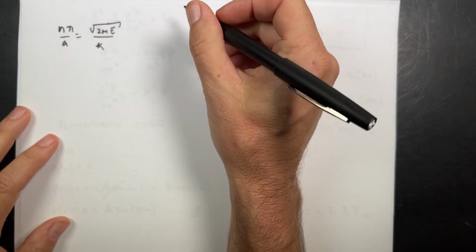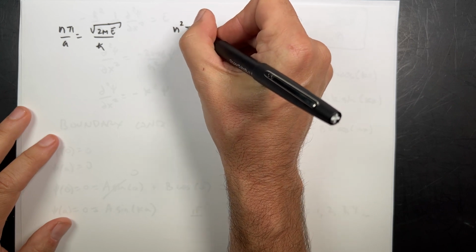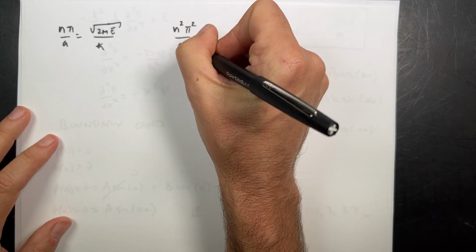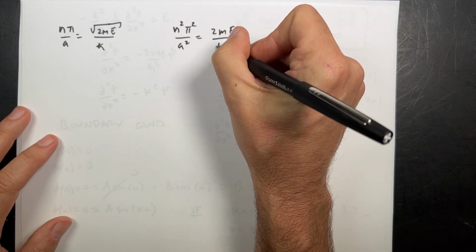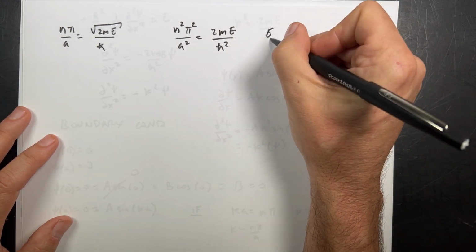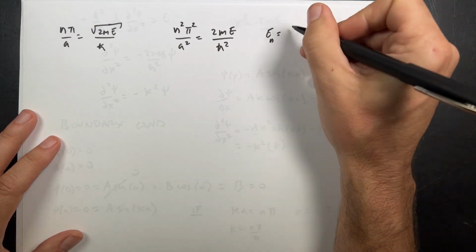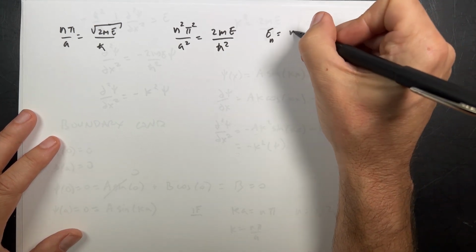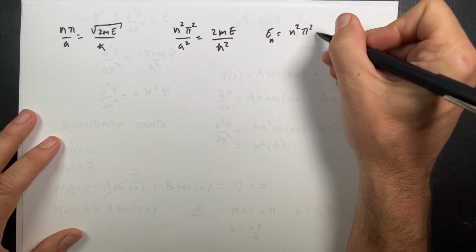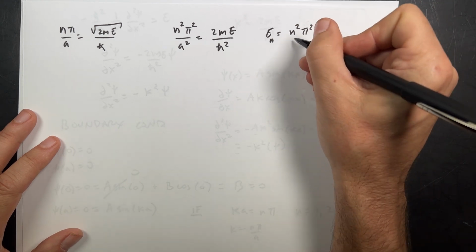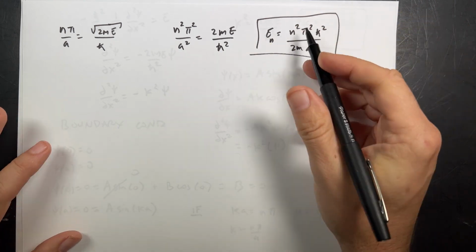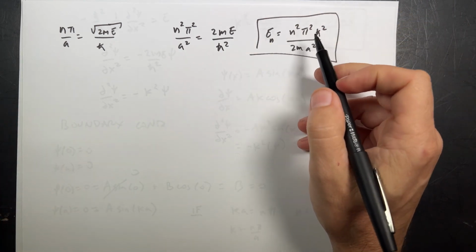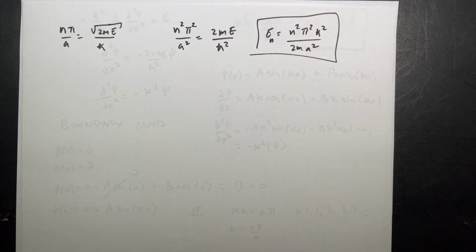So let's solve this for E. I'm going to square both sides. n squared pi squared over a squared equals 2mE over h bar squared, or E_n is going to be equal to n squared pi squared h bar squared over 2ma squared. So those are my energy values, right? I can put in n equals 1, 2, 3, 4, 5, and I get my energy values.